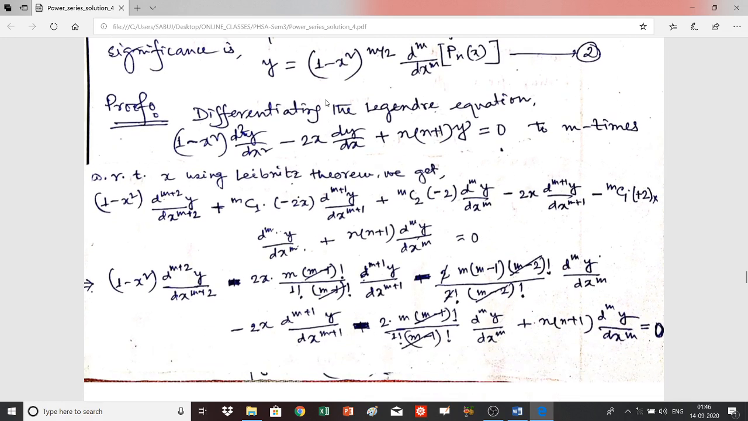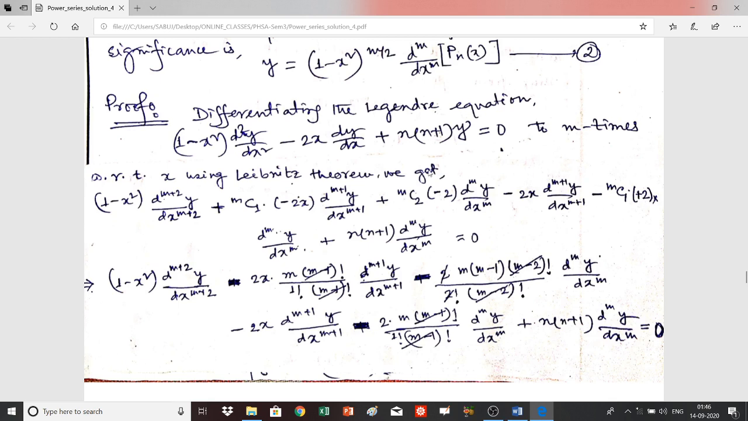Now for the second term, minus 2x dy by dx. Here minus 2x is constant, and then differentiate these m times, so it will give you dm plus 1y by dx m plus 1. Then the minus sign will come here, and the constant will come here as mc1. So it is mc1, then differentiate these, and it will give you 2.